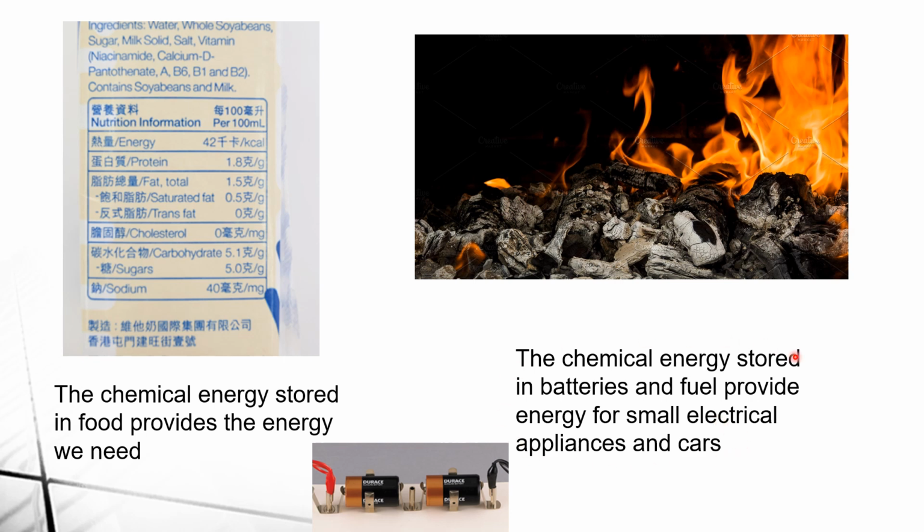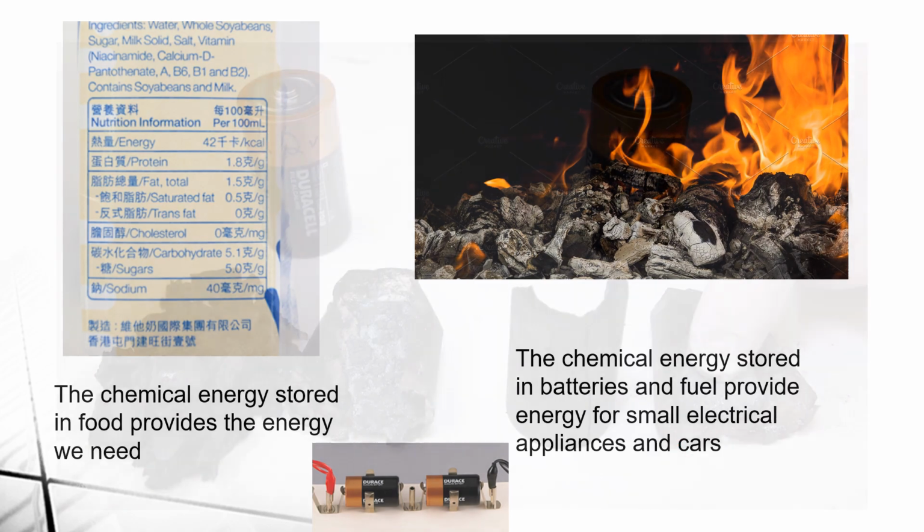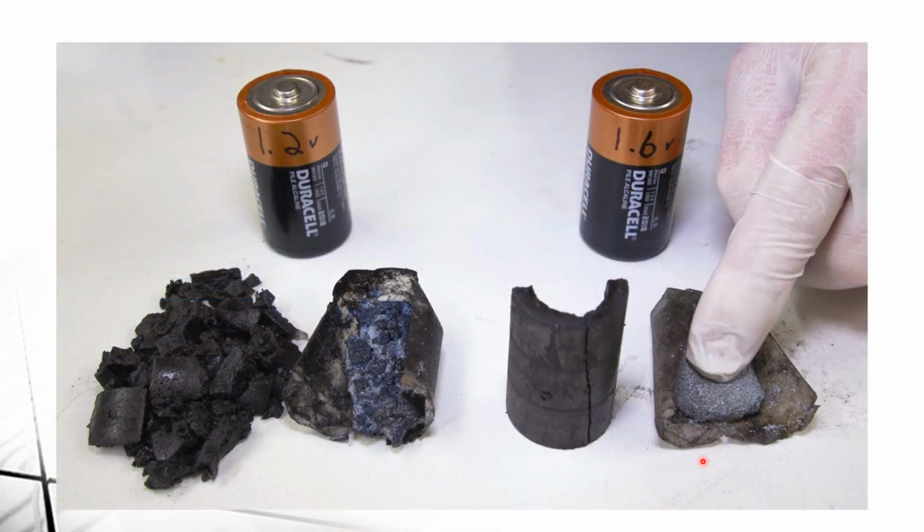Now this will be learned in Form 4 to Form 5 if you study chemistry. 化學電池. We will learn this in chemistry. Actually, if you cut a piece of battery, you will see some of the chemicals inside. Actually, the chemical energy are stored inside the substances inside the battery.